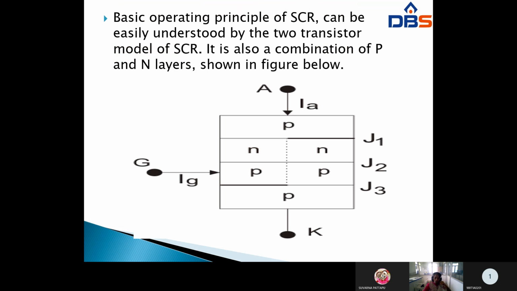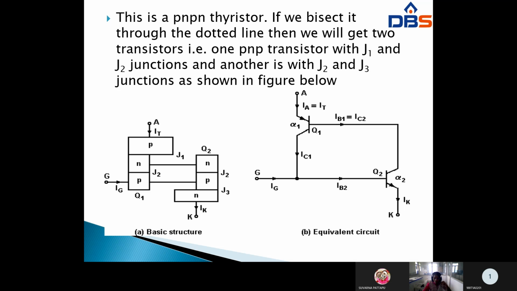Okay. So the operating principle of SCR can be easily understood by the two transistor model. Using this two transistor model, we learn the operating principle of SCR. It is a combination of P and N layers as shown in the figure below. So this is the SCR with anode, cathode, gate, and junctions J1, J2, J3. Here P, N, P, N is the 4-layer PNPN thyristor.